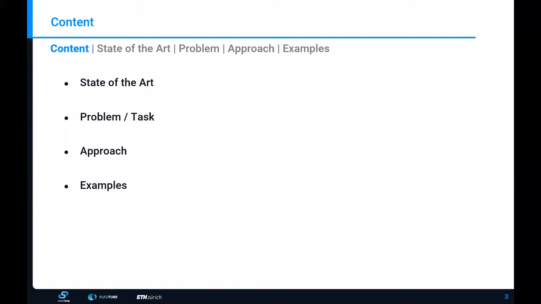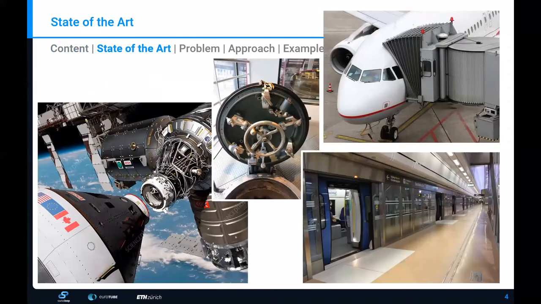To show you the state of the art, I brought you a few pictures from already implemented transfer systems. On the left, you can see a docking mechanism, which is used in space. In the middle, there is a typical door for a submarine. And on the top right, there is a passenger transfer in an airplane, as you probably know. And on the bottom right, there is a picture from a metro, you'll also know.